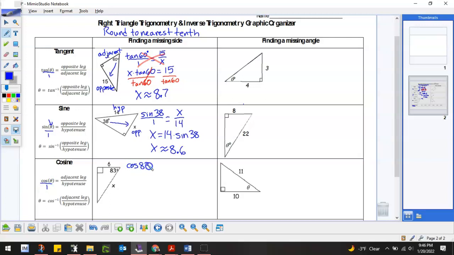Cosine of our angle equals adjacent side over the hypotenuse. So I'm going to take 6 over x. Again, I'm just going to cross multiply. X times cosine of 83 equals 1 times 6. I've got to get x by itself, so I'm going to divide both sides by the cosine of 83.